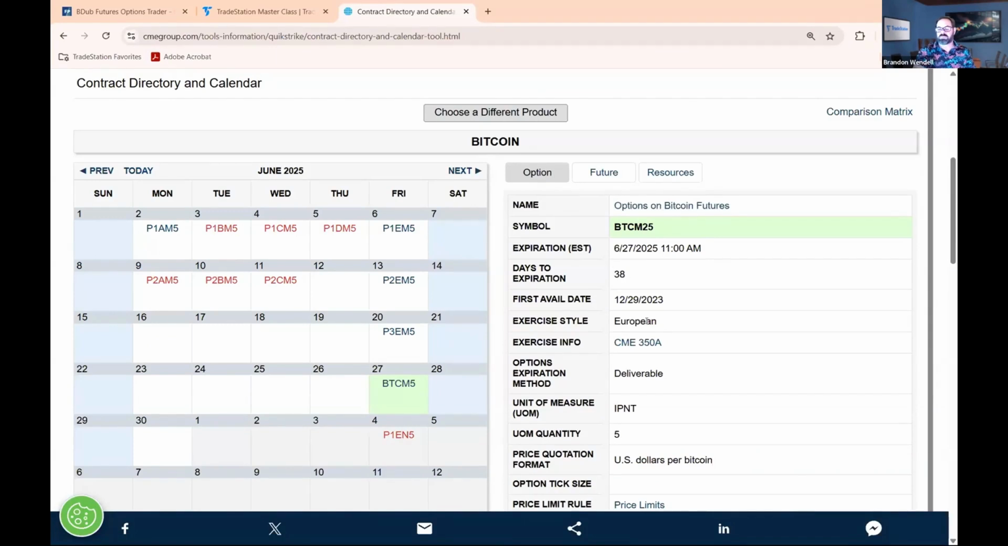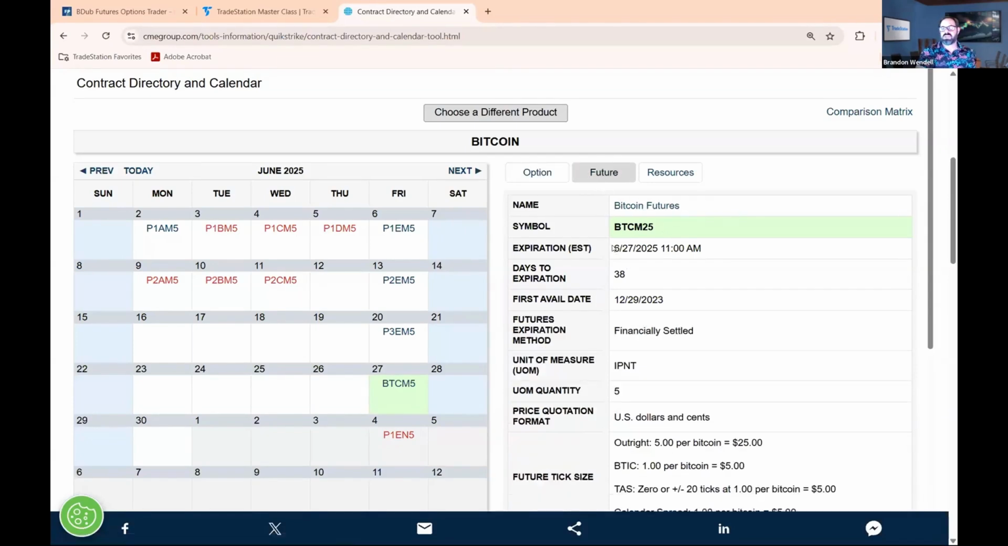And 38 days till expiration. It is a European style. It is deliverable, which means typically if you are buying a call, you would get an underlying long contract on Bitcoin. If you bought a put, you would be in a short position on Bitcoin futures. But the expiration of the option and the expiration of the future are the same. So that means you're going to get financially settled on that day.